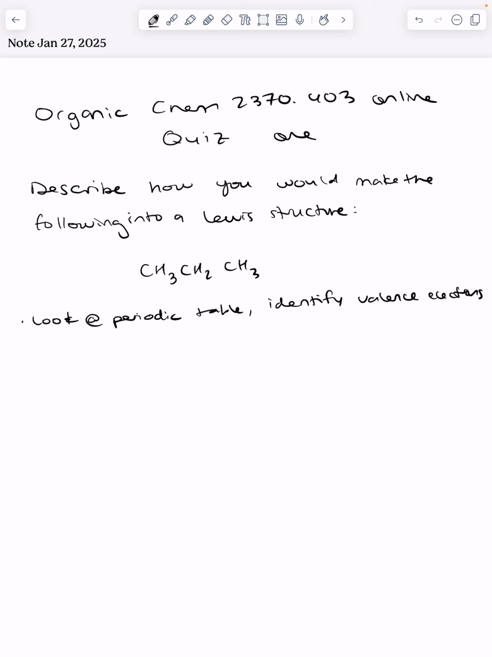Now, you didn't have to actually say how many there were because I didn't provide a periodic table. I didn't count off if you didn't say how many, but carbon has 4 valence electrons. Hydrogen has 1. We have 3 carbons, so that's 12. And we have 3, 4, 5, 6, 7, 8 hydrogens. So that's 8. So there's 20.